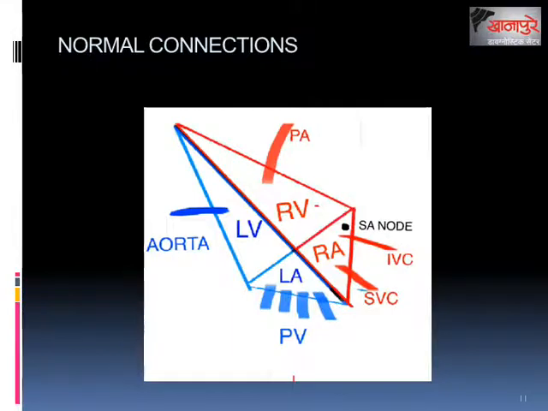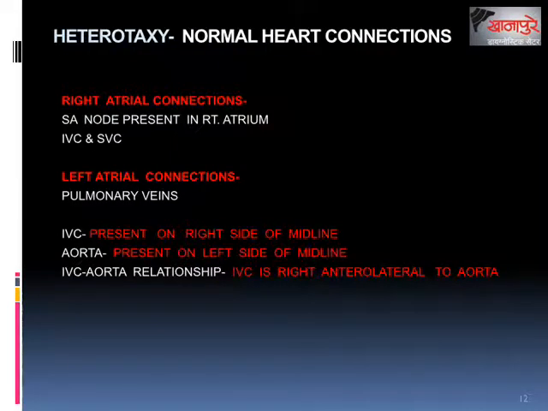This slide shows normal connections of all chambers of the heart. Inferior vena cava and superior vena cava drain into the right atrium, while the SA node is present in the wall of the right atrium. Pulmonary veins drain into the left atrium. Aorta and inferior vena cava are on the left and right side of midline respectively.